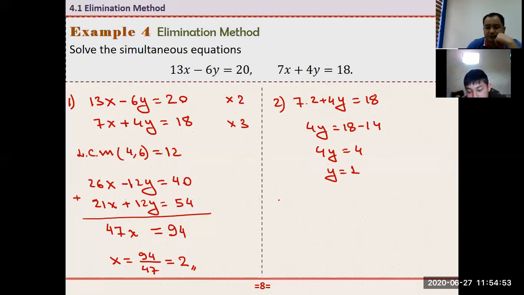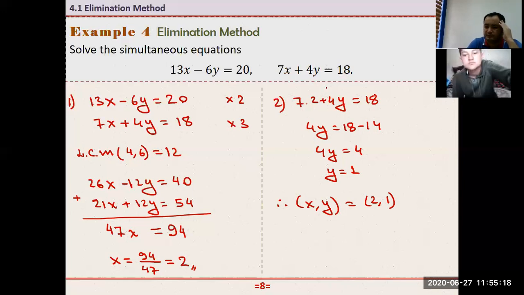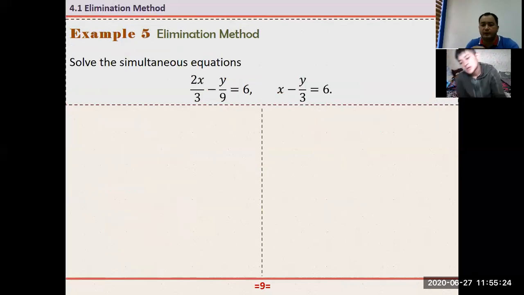Right? Good. So here we have the answer: x equals 2 and y equals 1. As you see here, if you substitute here, 2 times 13, 26. 6 times 1, 6. 26 minus 6, 20. Correct. 7 times 2, 14. 1 times 4, 4. 14 plus 4, it is 18. Right? Right. Finish.